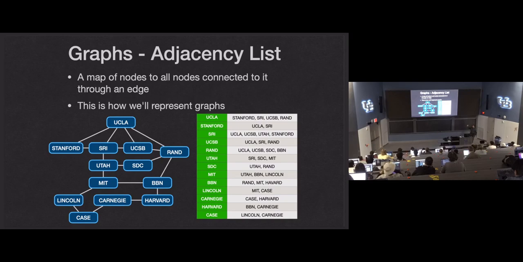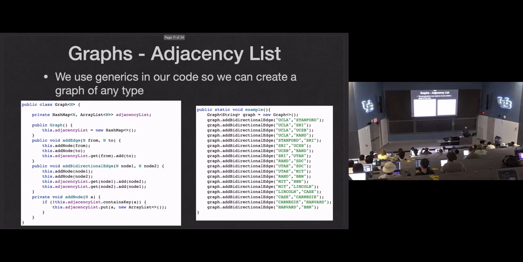We can't feed the visual into the computer and say, here, figure it out. I mean, we can, but that's way more intense coding than what you're expected to do in 116. You could analyze the picture and extract all the information out of it, but that's intense stuff. So we're going to represent it as an adjacency list.